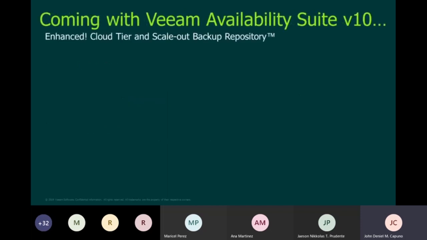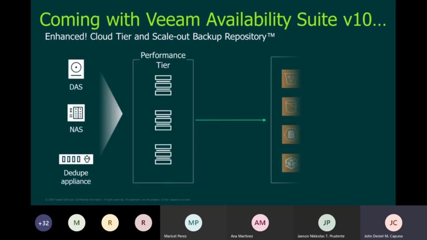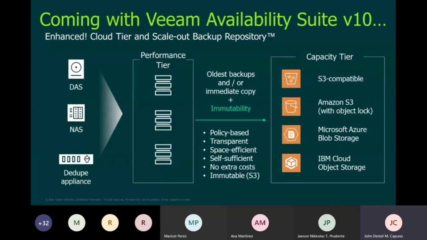With this enhanced cloud tier and scale out backup repository, I'm going to show you a little diagram. As you can see on the left part, we have this DAS, NAS, and Hadoop appliance. These are the different types of storage. So what does this mean? It means that we can put them on our scale out backup repository.